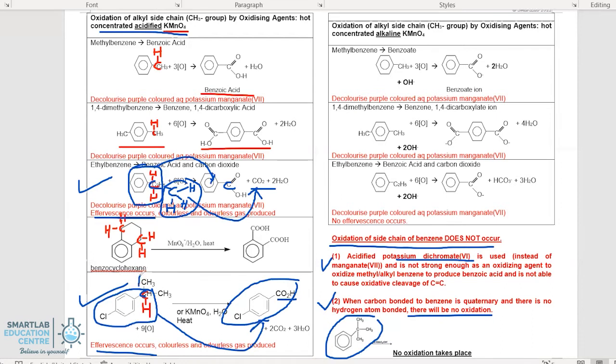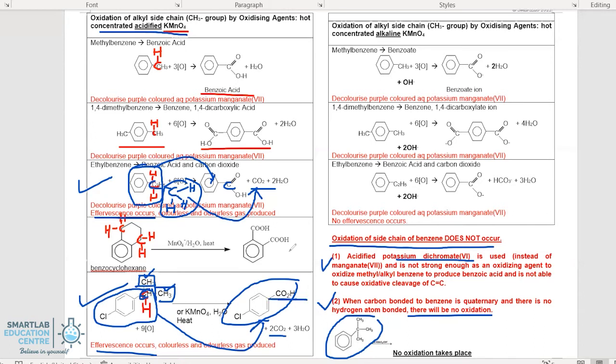That means that the 2 CH3 down here can only end up becoming carbon dioxide, which helps us explain why in this reaction 2 moles of carbon dioxide are produced, because there are 2 methyl groups bonded to this carbon that becomes COOH.